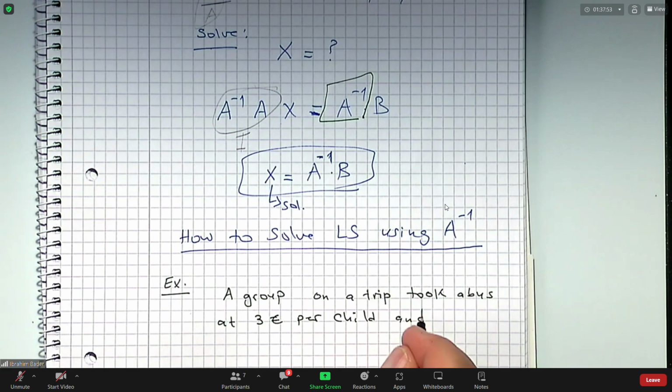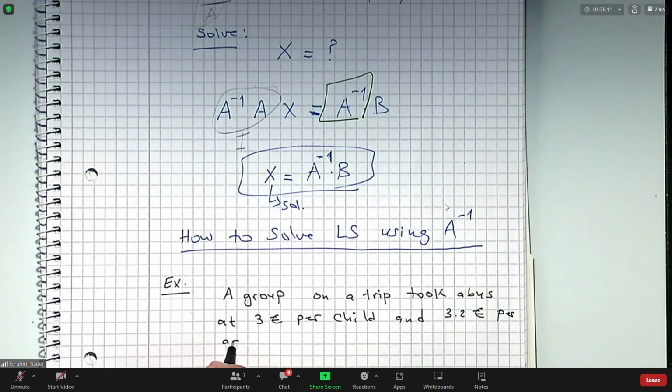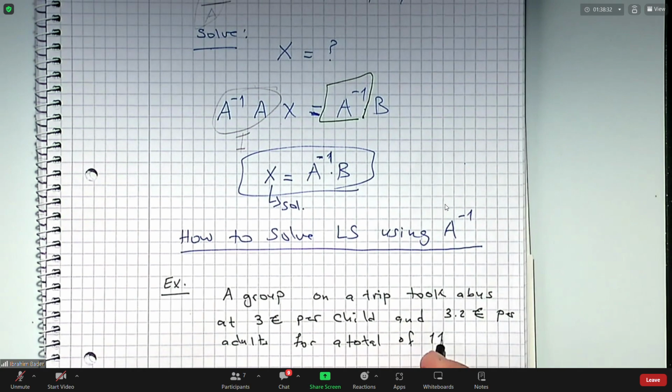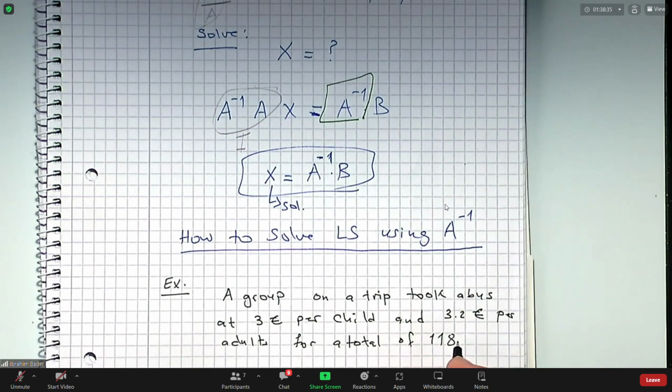and €3.2 per adult. Okay, the total of this trip was for a total of 118.4.